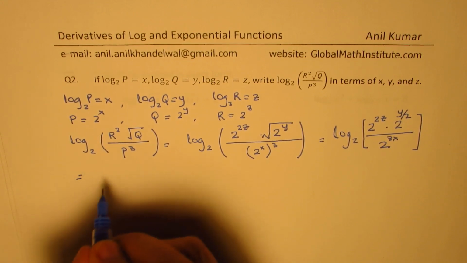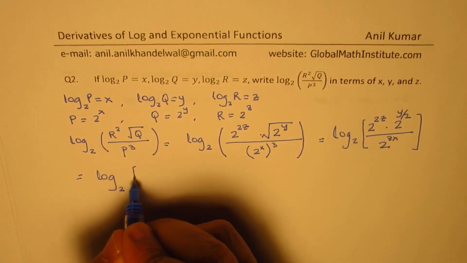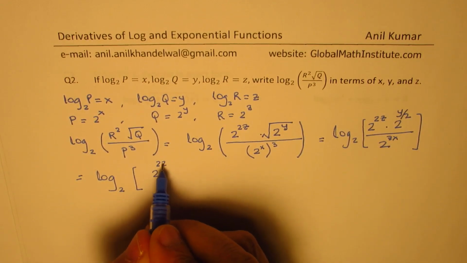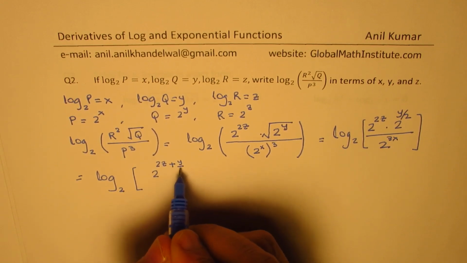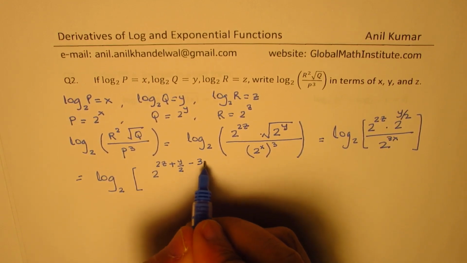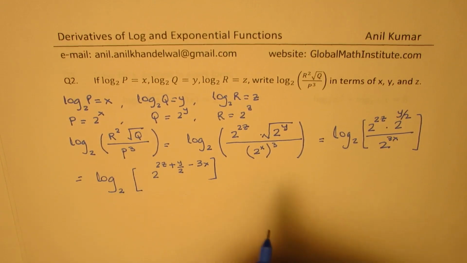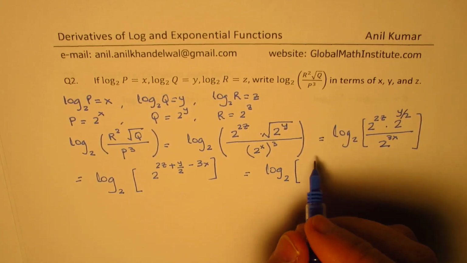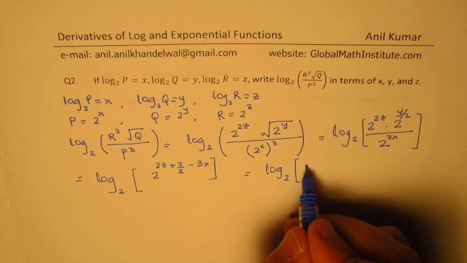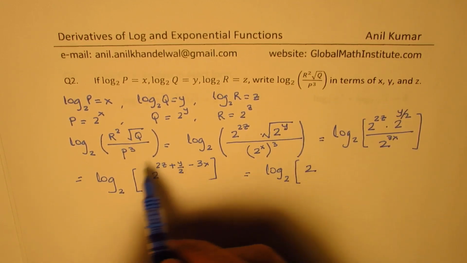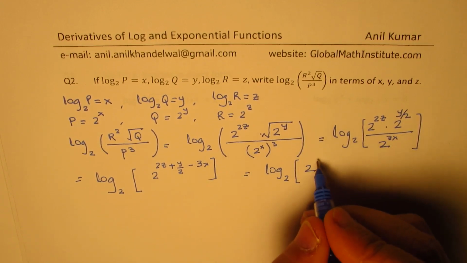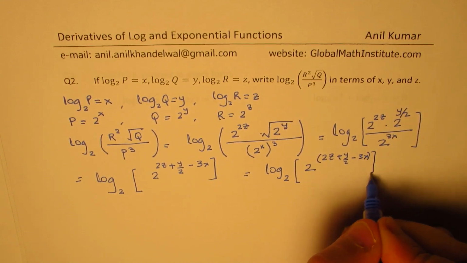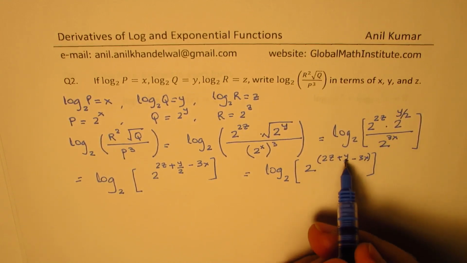So now this is equal to log to the base 2 of, so we can just add them out. So we get 2 to the power of 2z plus y by 2 minus 3x. Right, so which is equal to log to the base 2 of 2 to the power of all this, right? So I'm rewriting, that was not required really. 2z plus y by 2 minus 3x. So because that is the exponent, using the power rule, that is what I get.